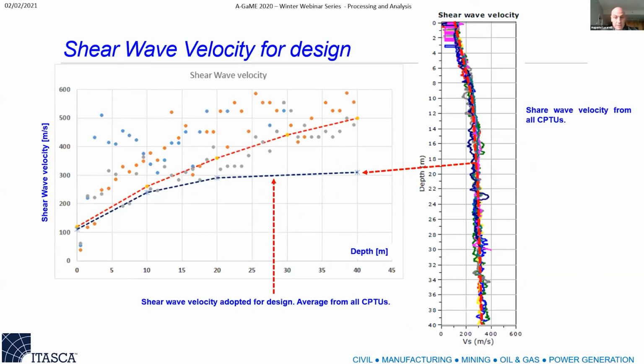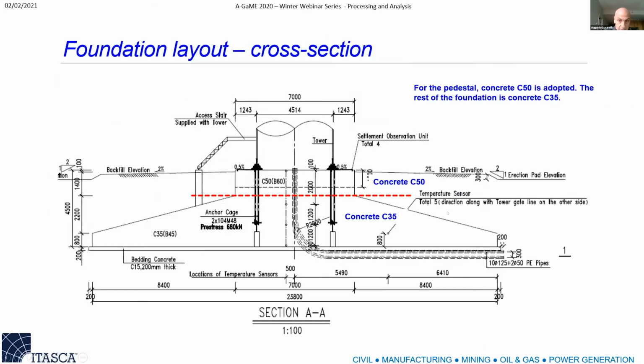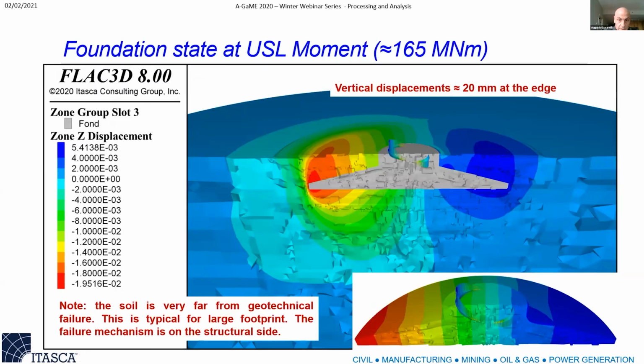Now, the shear wave velocity design for this wind turbine was selected in a very conservative way, using not even the cross hole, but relying on the average of the CPT's estimation. This is the foundation geometry. And everybody's concern for this large footing is the bearing capacity. While it is not a problem of bearing capacity, it is a problem of rotational stiffness to comply with the requirement, and essentially frequency to comply with the wind turbine demand.